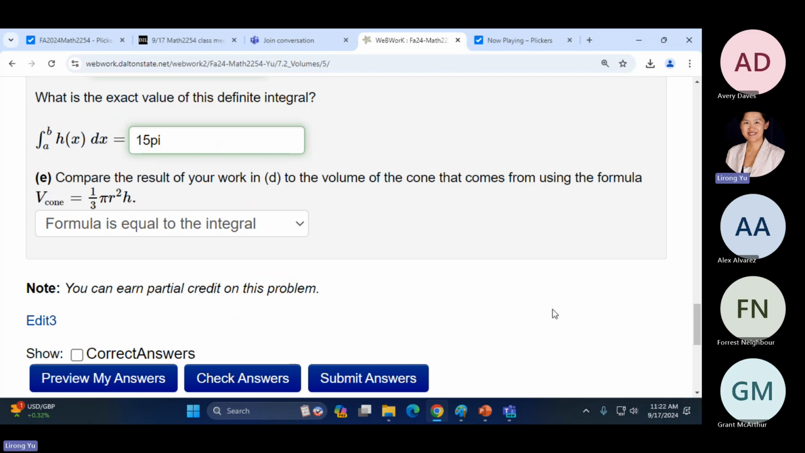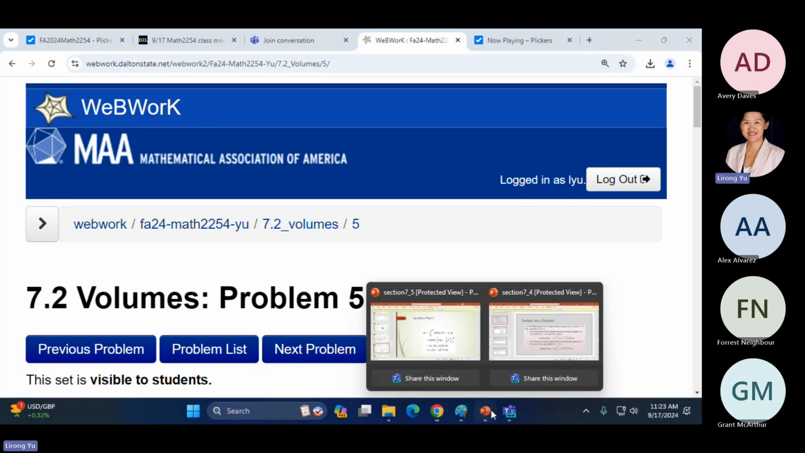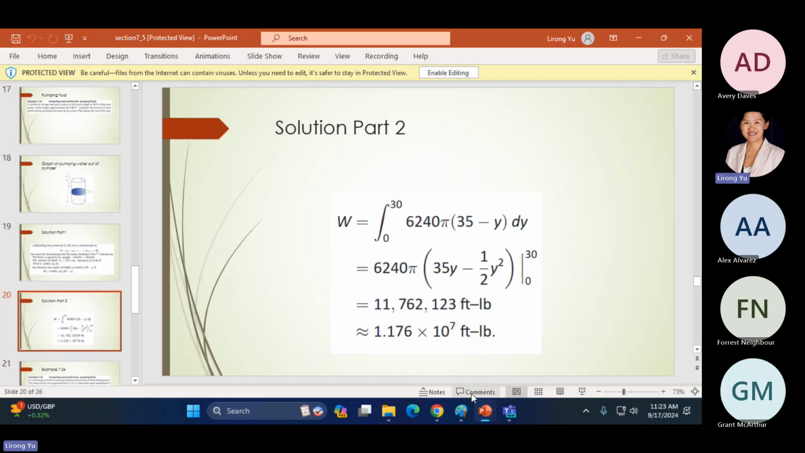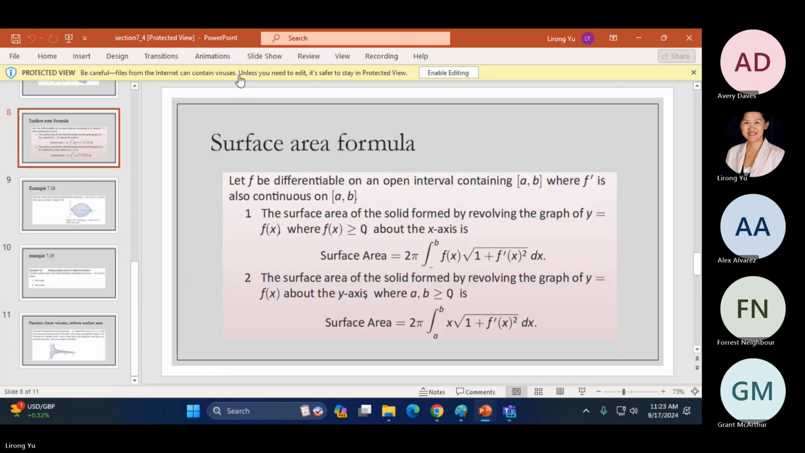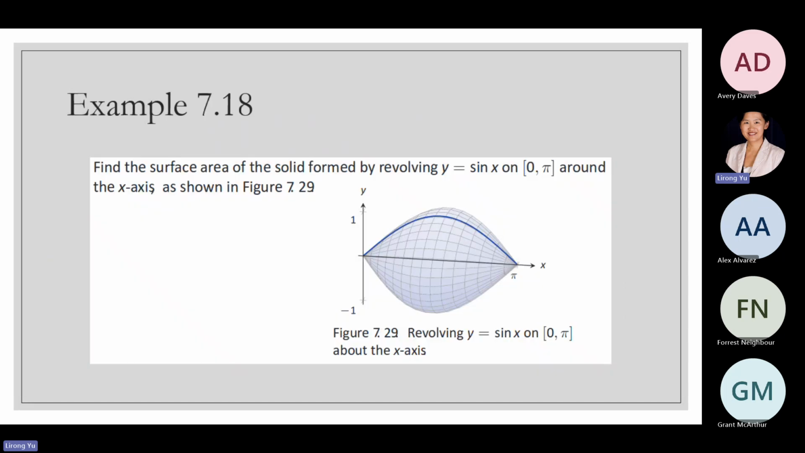Right, so this is 7.2. I hope that you have started with your 7.3 and 7.4. Any question? If there's no question, let's see where we are. Yesterday we were talking about surface area and arc length formula. This is the formula for calculating surface area.